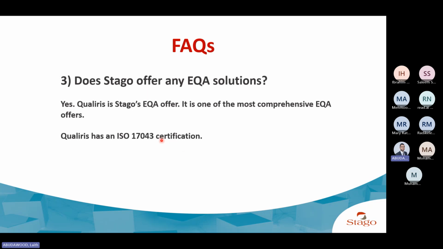This certification certifies that you, as an EQA provider, are separate from the interests of the mother company. So Qualeris has this certification, and this certifies that Qualeris is independent from the commercial interests, let's say, of Stago. There are rules and ways to check that this is separate from Stago's commercial interests. So Qualeris can be used as an EQA, just like ECAS, just like RECAS, just like RCPA, just like NICAS, just like all the others.